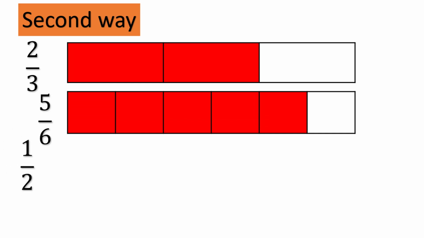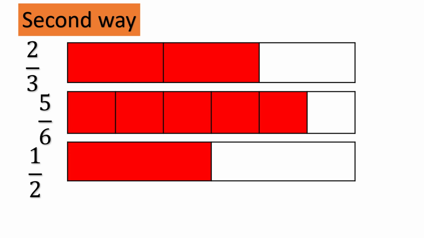The last one is 1/2. So we can here divide the same rectangle into 2 equal parts. We will color just one part. When we look now at the shaded area, we can compare easily which one is the smallest. The smallest red area is the last one. So the smallest one is 1/2, followed by 2/3, followed by 5/6. So the order is 1/2, 2/3, and 5/6.